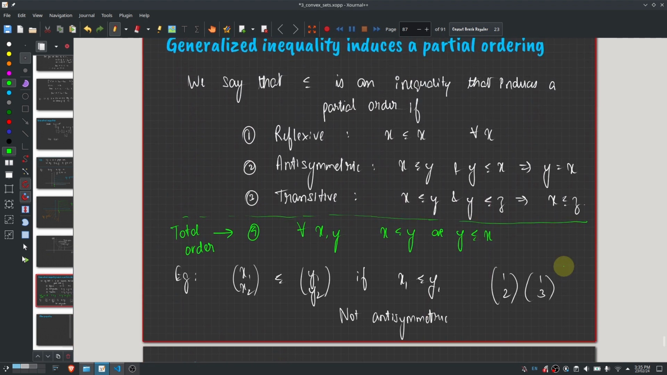Yes. So can you explain the example again? So again, the example is, I define this function, this so-called inequality, which says that vector x is less than or equal to vector y if only the first component is less than or equal to the first component of the other vector. Only the first component. I don't care, I don't even look at the second component. That is why it's possible to choose these arbitrarily and not satisfy antisymmetry.